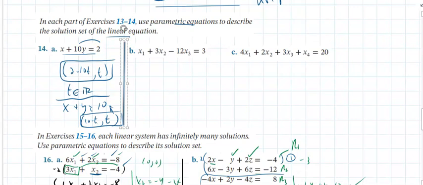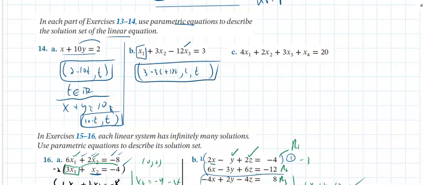And if I have 3 of those, well, pick the easiest one. Normally, you could pick them any way you want. Pick the one that doesn't require division. So let this be t, let this be c, and wouldn't that mean that x is 3 minus 3c plus 12t? And that would be the parametric equation for the system.